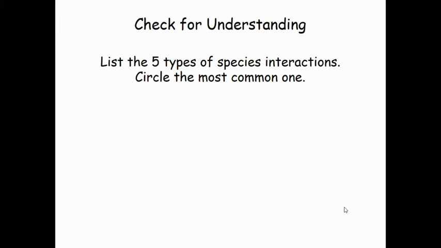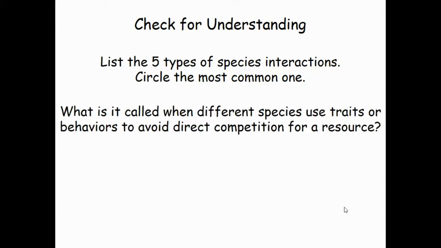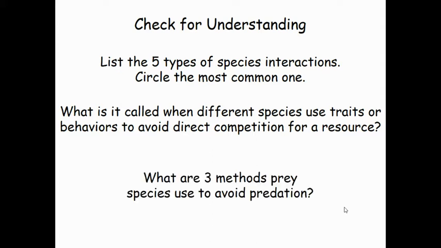All right, so we got competition, predation, parasitism, mutualism, and commensalism, and you should have competition circled. What is it called when different species use traits or behaviors to avoid direct competition for a resource? Might want to take a look at number 4. Yeah, it's called resource partitioning.